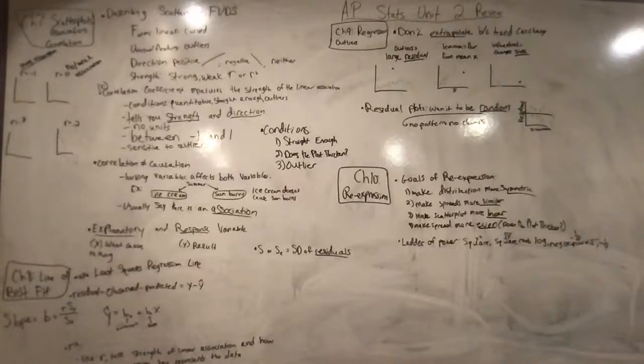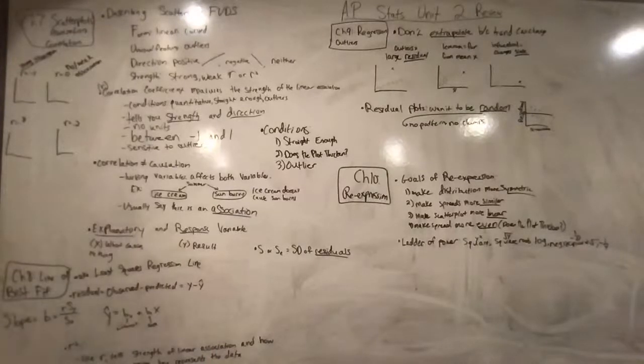Chapter 8 covers the line of best fit, and the line of best fit is the same thing as the least squares regression line. A residual is the observed minus predicted, so y minus y hat. To find the slope, which we usually represent as b, you do the correlation coefficient times sy over sx. And the line equation is y hat, the predicted y, equals the y-intercept plus the slope times x.